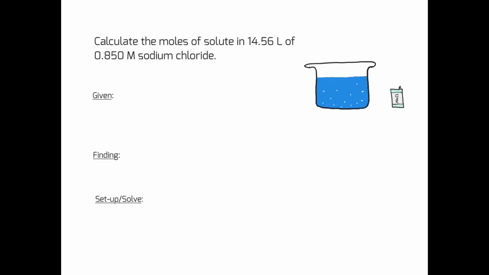So this problem asks us to calculate the moles of solute in 14.56 liters of a 0.850 molar sodium chloride solution. So you can see that what we've been given is 14.56 liters of solution and 0.850 molar NaCl solution. So they've given us volume and concentration, and they've asked us to calculate the number of moles. So we're looking for moles of NaCl.